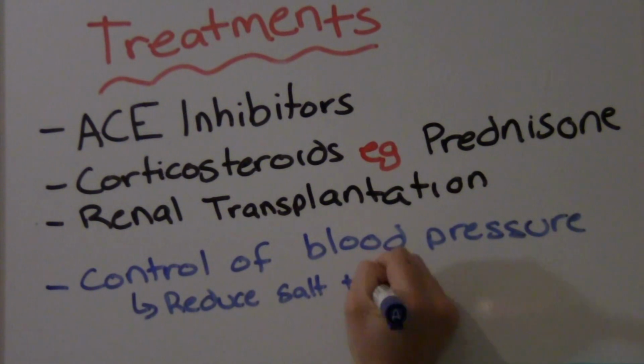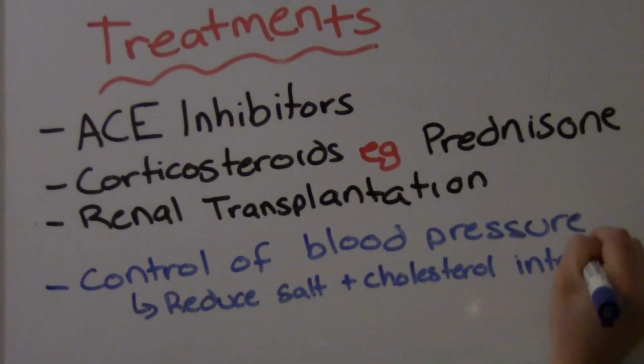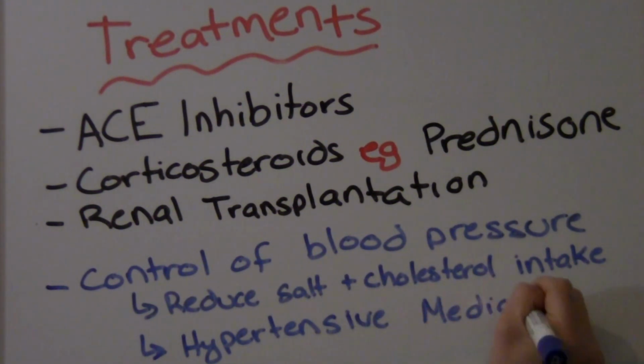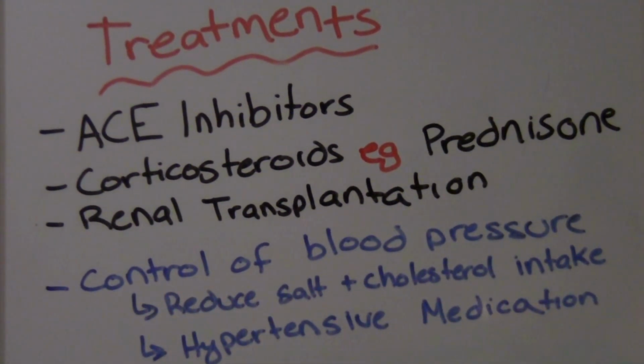Renal transplantation is typically recommended for younger, otherwise healthy adults in which end-stage renal disease has developed. The management of IgA nephropathy focuses on the rigorous control of blood pressure. This can be achieved by reducing salt and cholesterol intake and adhering to hypertensive medications.